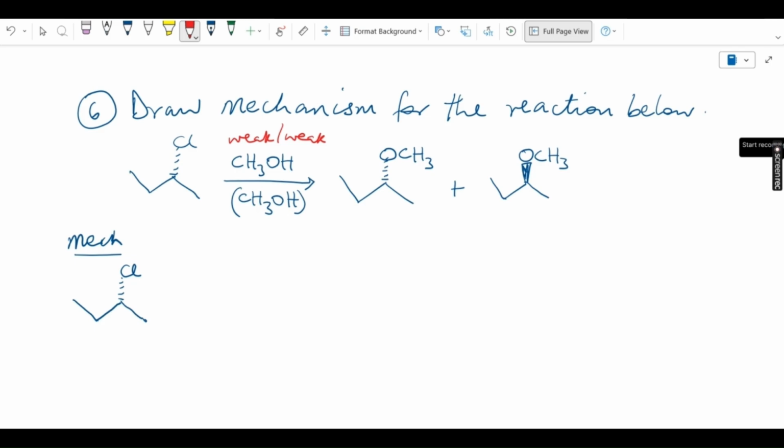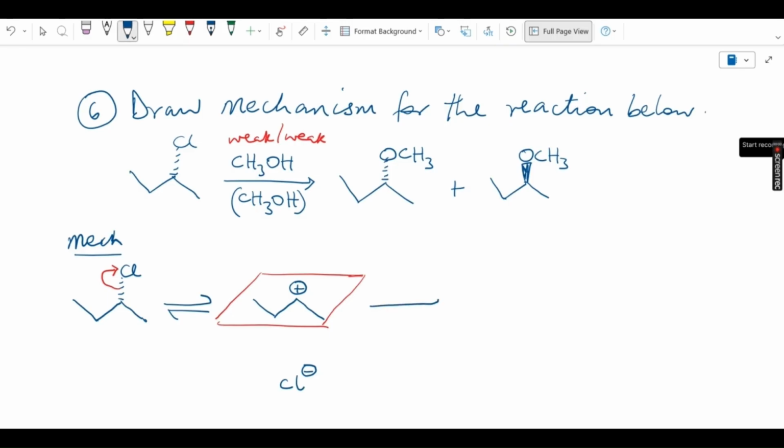Now, since this is an SN1 mechanism, the first step is that the leaving group will leave. And when it does, it will form a carbocation intermediate. And then we'll have the leaving group here. However, the carbocation intermediate has a trigonal planar geometry. In other words, the geometry of the carbocation intermediate is such that it is flat. And because it is flat, the nucleophile can attack from either the top face or the bottom face.